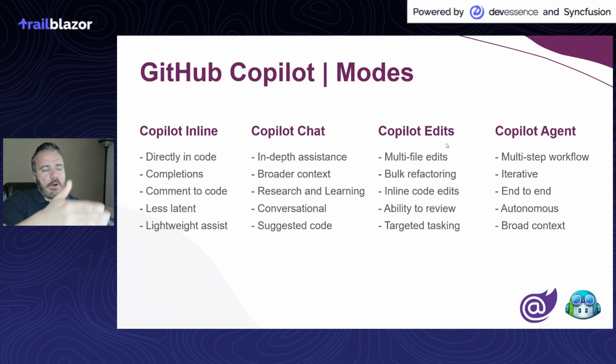As it evolved, initially, we only had inline and chat. Then edits came along. And the reason is that Copilot chat was doing a great job saying, here's your code in Blazor, or forget about the new app.